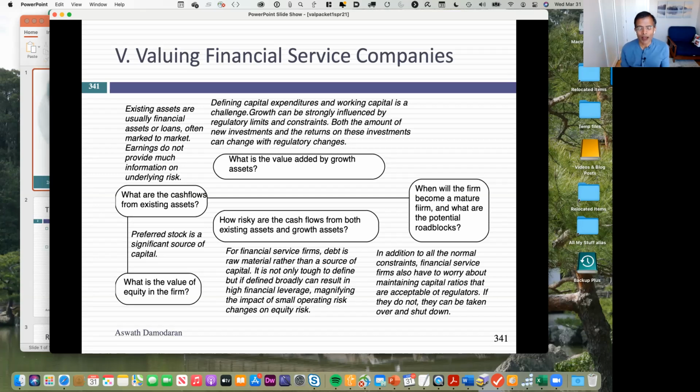When I ask you, what's the value of growth? If you don't define what capital expenditure is, how can I even tell you whether it's value creating or value destroying? Because you can't nail down those basics, estimating the value of growth at a bank becomes almost as difficult.